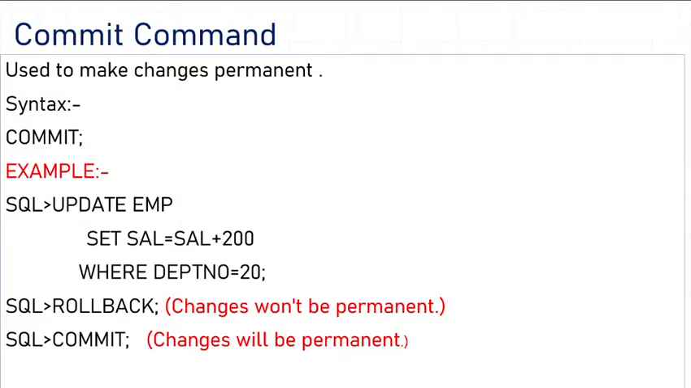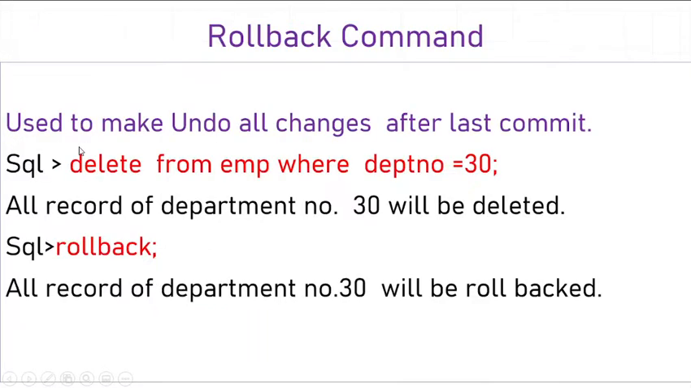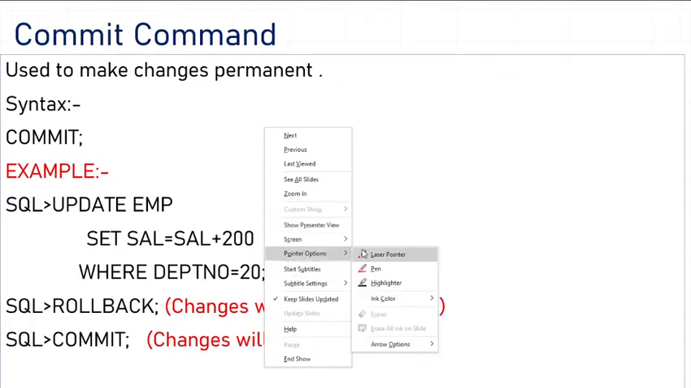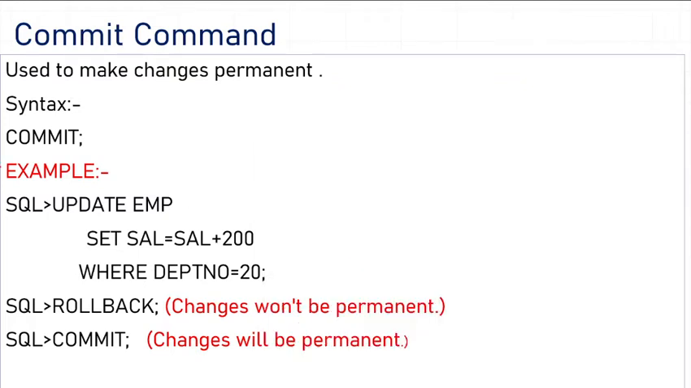Commit command, we all know that it is used to make changes permanent. Syntax is very simple. It is commit. Let me select the pen. So this is commit.